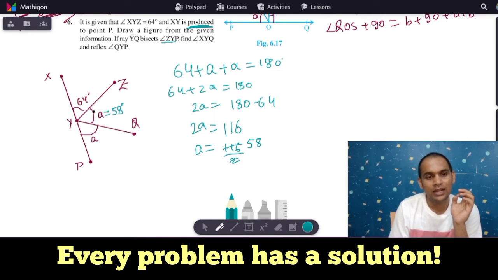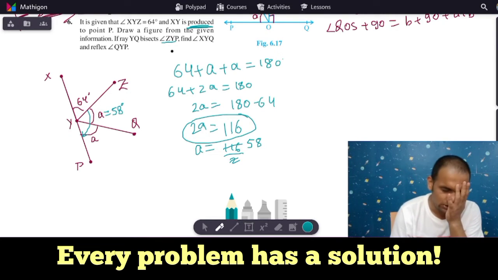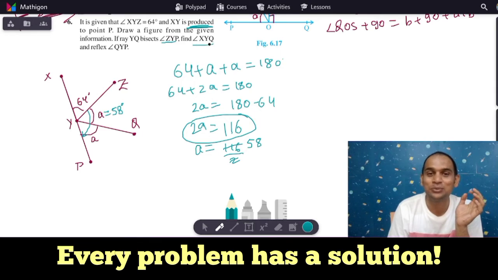ZYP. So that means this particular angle we had to find. So this is nothing but A plus A, 2A. So we have already found it as 160 degrees. Now find XYP.